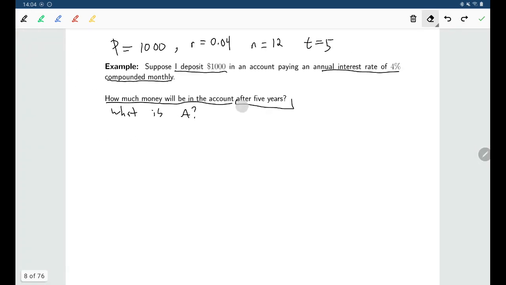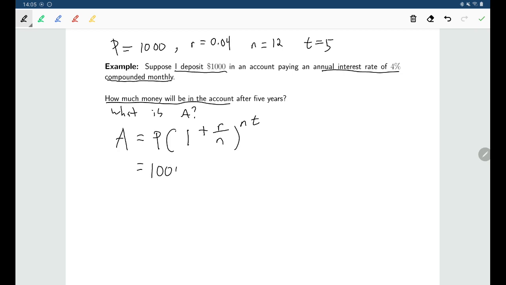Okay, so now we are pretty much ready to go. We just need to write down our formula, put in what we have, and then calculate what we get. Our formula is A is equal to P times (1 plus R over N) to the power of N times T. And we've got all of those things. We have P is 1,000, R is 0.04, N is 12, and T is 5. For the power that we have here, we have N times T, which would be 12 times 5, and that is 60.